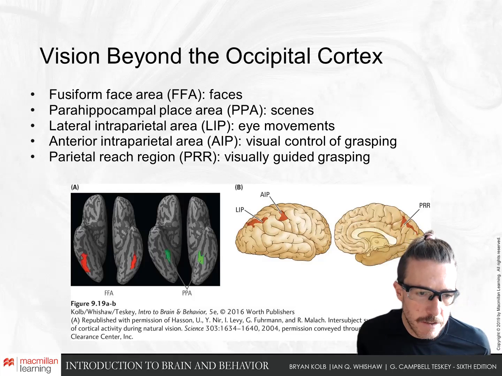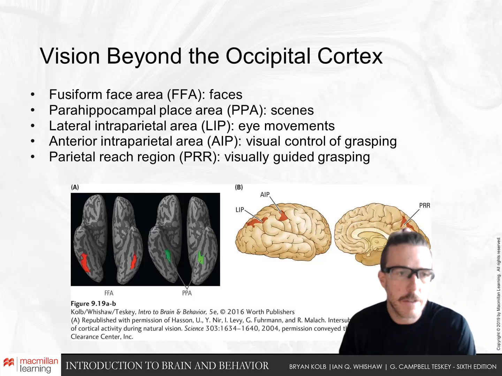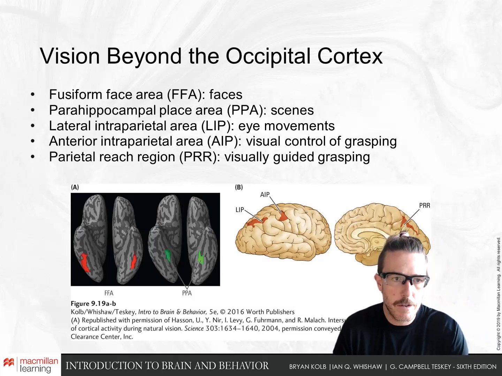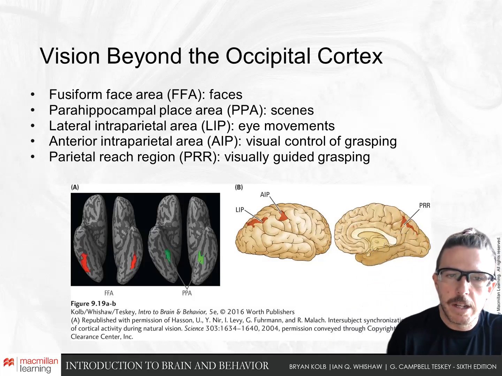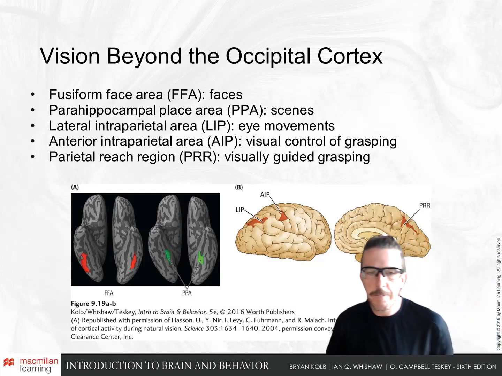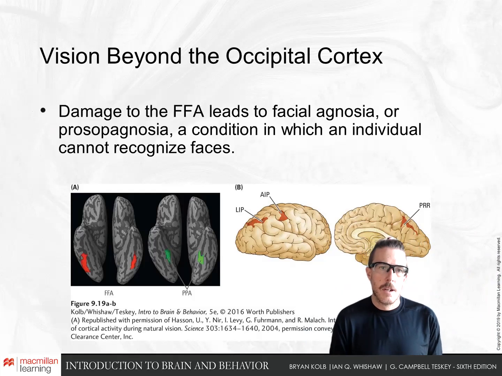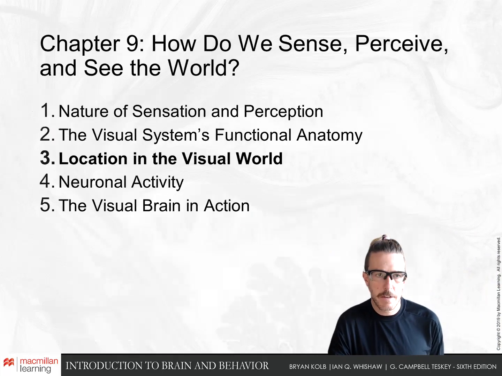Also, people with damage to these areas seem to have disorders associated with seeing those types of objects. In the dorsal pathway, there's three other visual areas here: the lateral interparietal, anterior interparietal, and the parietal reach region. These are just three of the many other visual areas. These are involved in eye movements to interesting things that we need to see, or reaching out and grabbing something. And I've already mentioned that damage to the FFA can lead to prosopagnosia, or an inability to recognize faces.